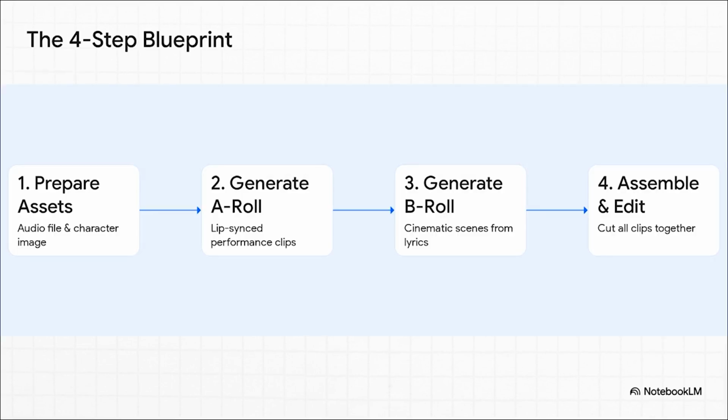So let's just step back for a second and look at the whole four-step blueprint. Step 1, we prepared our assets. Step 2, we generated the A-roll. Step 3 is generating that awesome cinematic B-roll using our lyrics as creative prompts. And that brings us to the final and most creative step, assembling and editing it all together. This is your complete roadmap from a simple idea to the final cut.